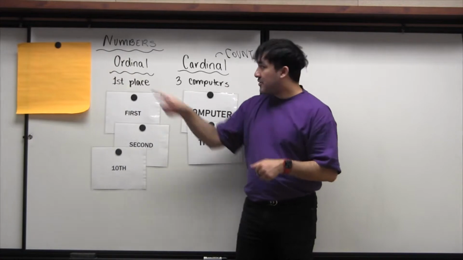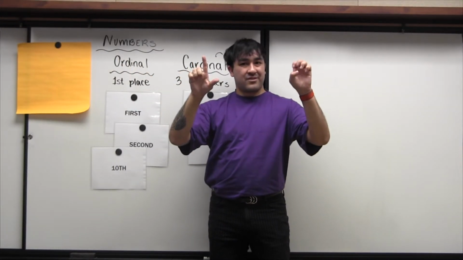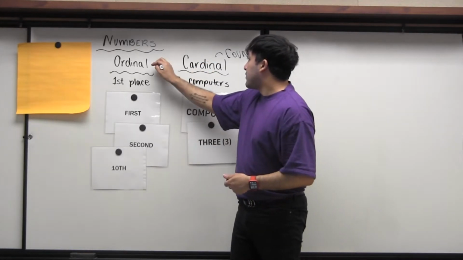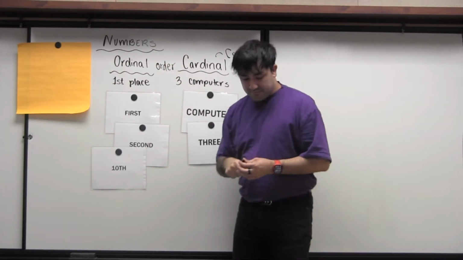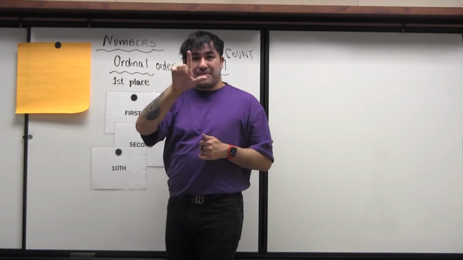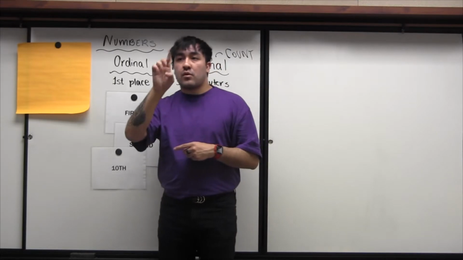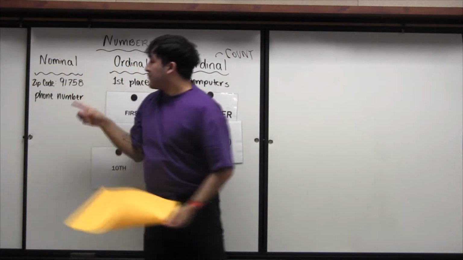There's one more type of number, but before I get into that, let me just backtrack. So how do we remember ordinal? Order and ordinal both start with O. So cardinal and count both start with C, and ordinal and order both start with O. The last type of number are nominal numbers, such as your zip code or your telephone number.